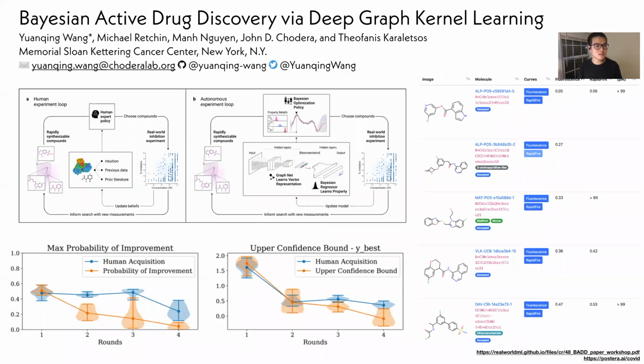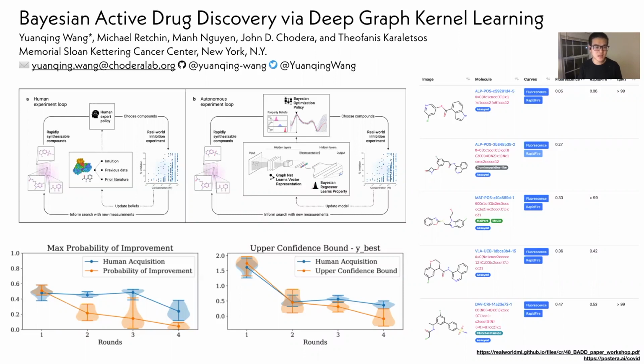The preclinical stage of drug discovery, which typically takes many years and hundreds of millions of dollars, is done in an iterative manner, shown on the left. An expert team of medicinal chemists choose compounds to purchase or synthesize, conduct assays on those compounds, update their belief of the system using the gathered data, and accordingly acquire the next batch of candidates.